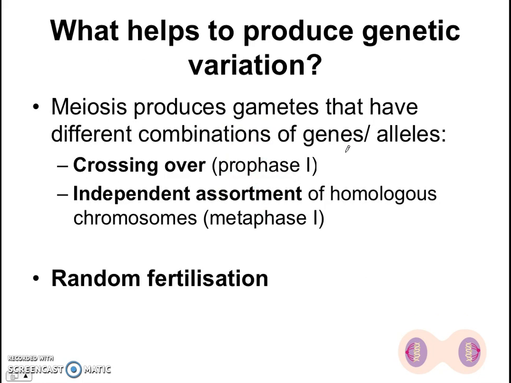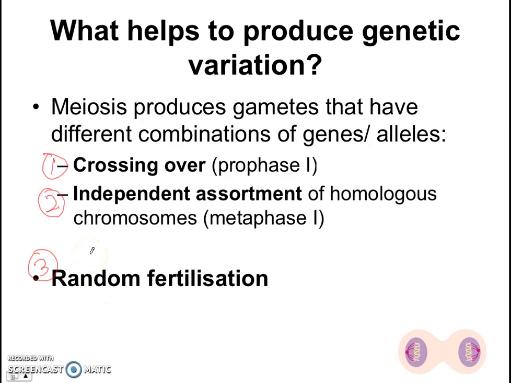So let's sum up again. The big question is, what helps to produce genetic variation? Or how does meiosis contribute to genetic variation? And we've seen that meiosis helps to contribute to genetic variation because it produces genetically different gametes with different combinations of alleles. And it does that through, firstly, crossing over, which happens in prophase 1, and secondly, independent assortment, which happens in metaphase 1. And on top of that, we also have random fertilization, which further helps to increase the amount of genetic variation.